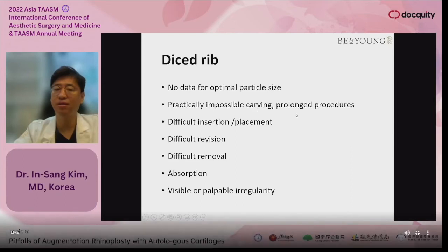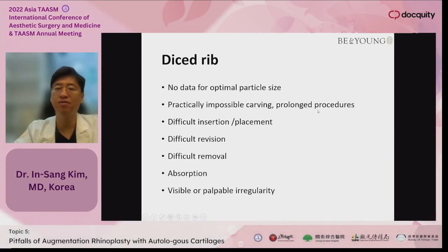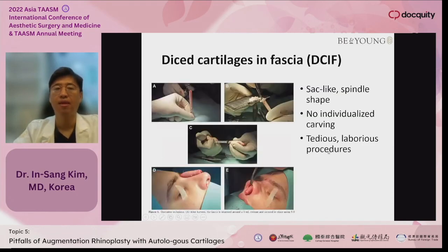It is impossible to carve, and the procedure is very long, and it is difficult to insert, difficult to place, difficult revision, difficult removal. Also another problem, absorption, visible or palpable irregularity. These are the problems of the diced rib cartilages. So diced rib cartilages in fascia is used in Western countries pretty frequently, but it is like a sac, a spindle shape, so no individualized carving is possible, and it is a laborious procedure.